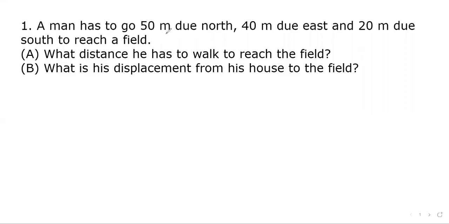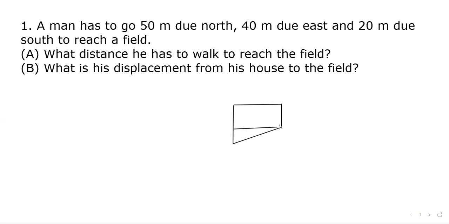A man has to go 50 meters due north, 40 meters due east, 20 meters due south to reach a field. What distance does he have to walk to reach the field? What is his displacement? So we can write 50 meters due north, then 40 meters due east, then 20 meters to south. So this will be displacement.